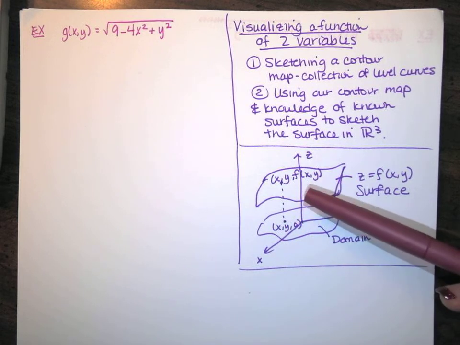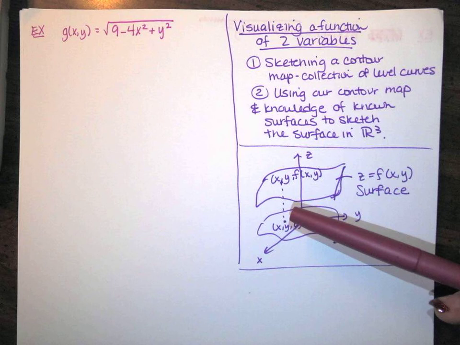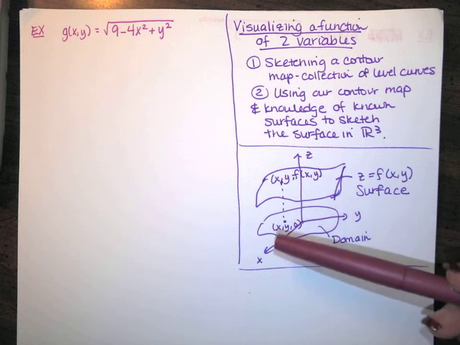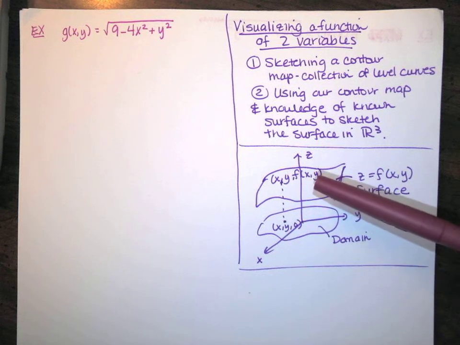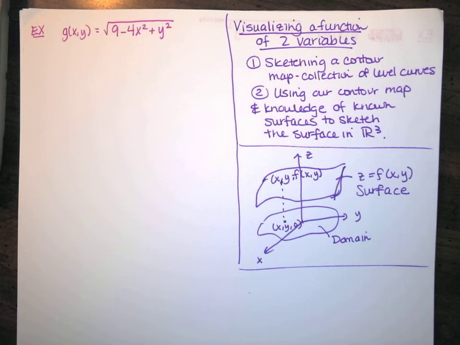get a z value. Now when I sketch, if I want to visualize the graph of this function, I'm going to graph ordered triples x, y, and z equals f of xy. So this is going to give us a surface every time. Now there are two ways to visualize these surfaces.